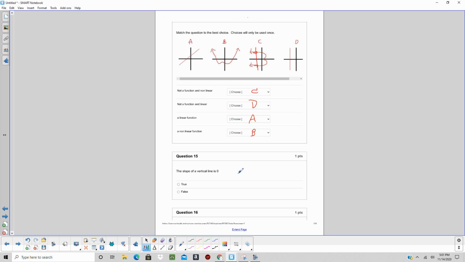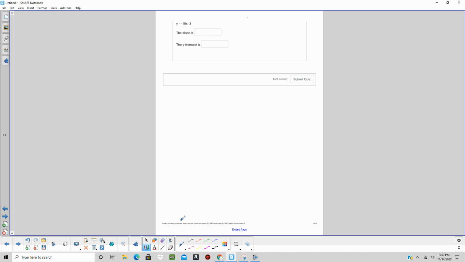The slope of a vertical line is undefined. It is not 0. And on this last one, the slope is negative 10. The y-intercept is negative 3.